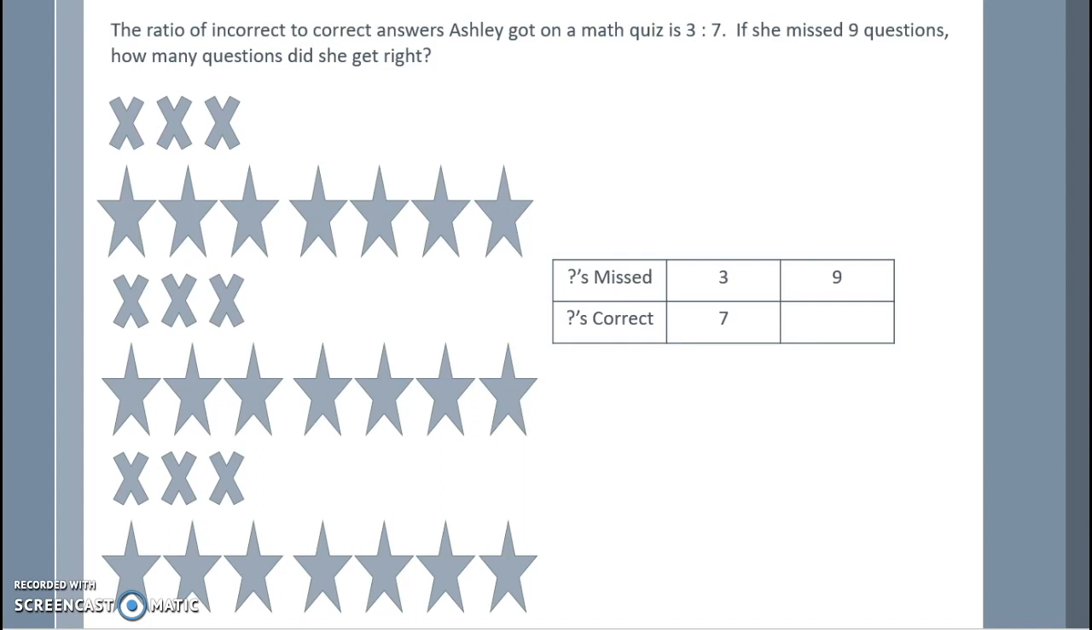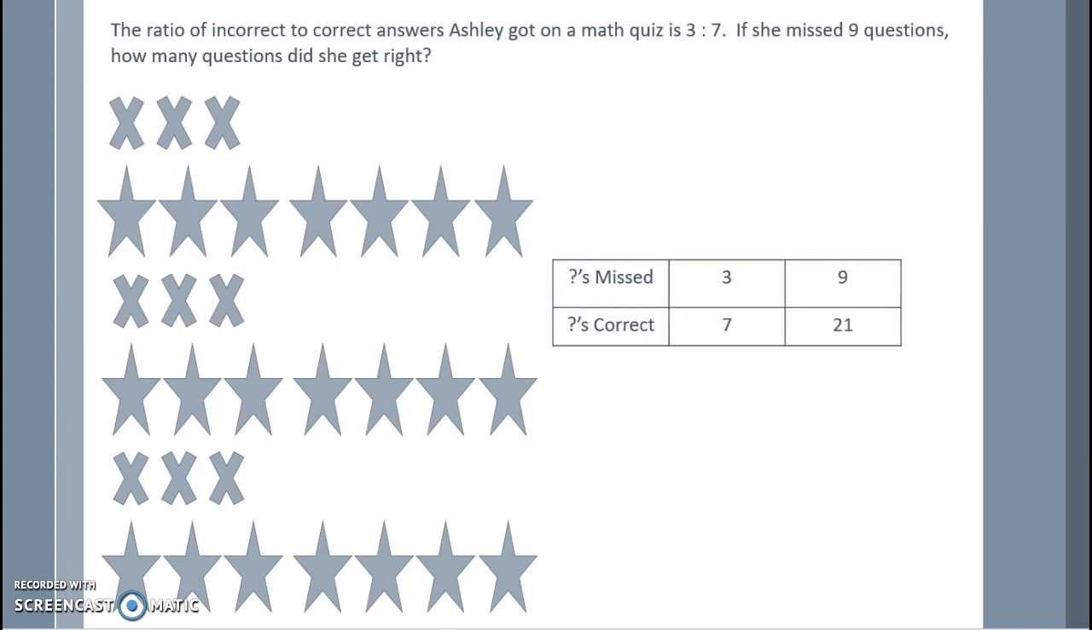We could also use a table to help build this. The questions missed are 3, and the questions correct are 7. We wanted to know how many questions she got correct, and we discovered through using pictures that it was 21. I also know that 3 times 3 gives us 9. Also, 3 times 7 gives me 21. So they are the same when we multiply.